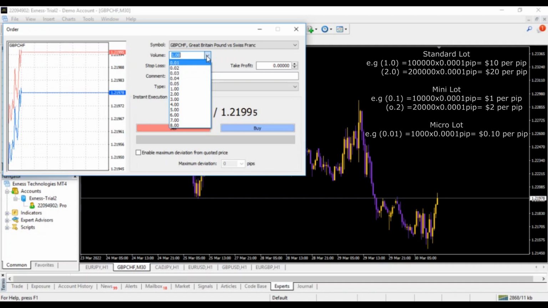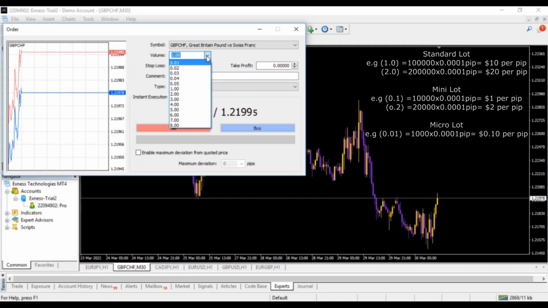So here you choose wisely according to the trading capital in your account. For example, if you have a trading capital of $1,000 and you select one standard lot size here, that means every pip change is going to be $10. In that case, if you lose 100 pips or you gain 100 pips, that will be equivalent to gaining or losing $1,000.